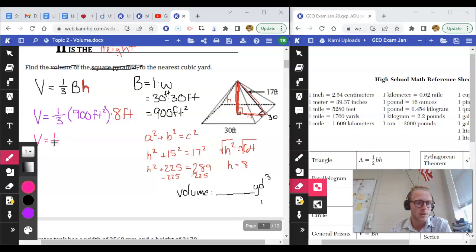So we got 1/3, 900 times 8. We can multiply those all together. 1/3 of 900 is 300, times 8 would be 2400, I think. Let's see. 900 divided by 3 times 8, 2400.